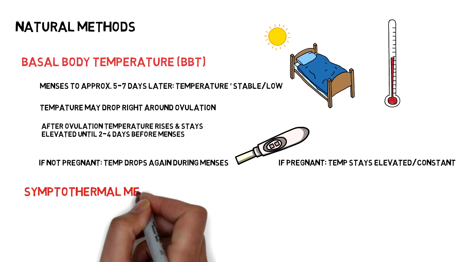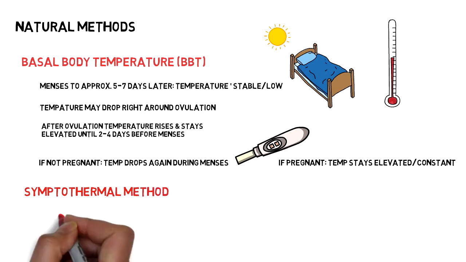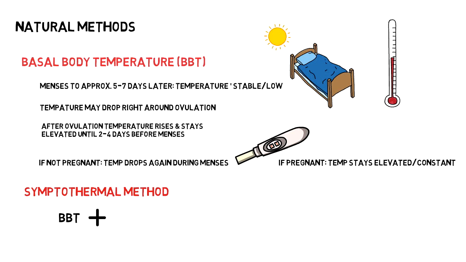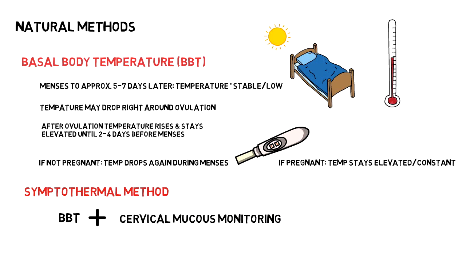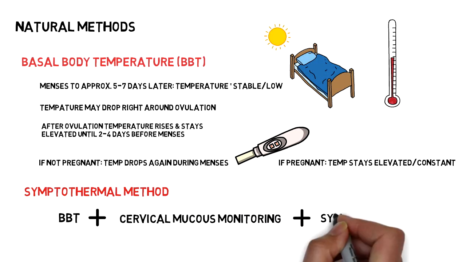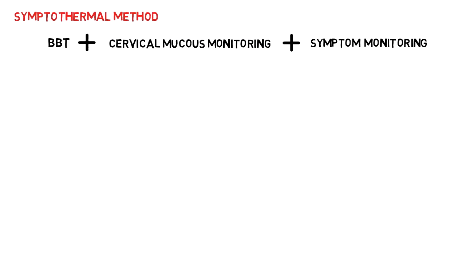Now let's look at the symptothermal method, which is basically the basal body temperature method that we just went over, plus cervical mucus monitoring, which we'll go over in a minute, and can also be a method of contraception in itself, as well as symptom monitoring.